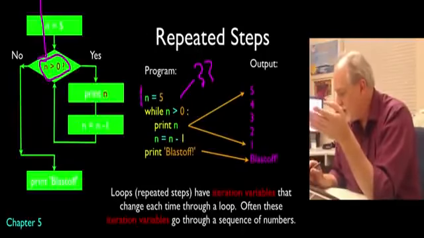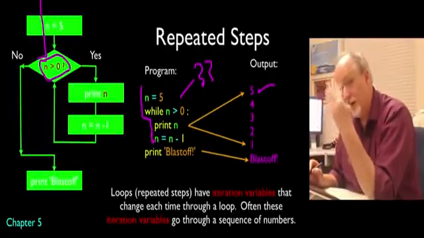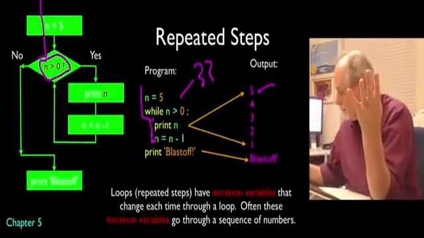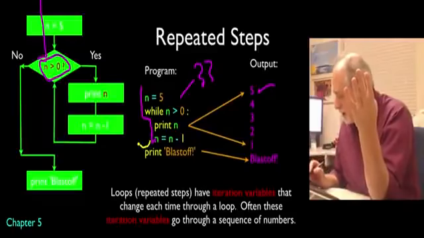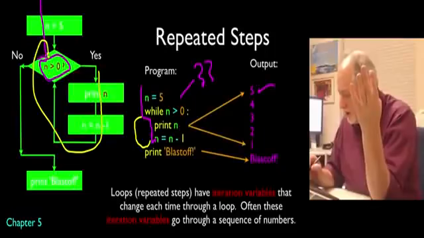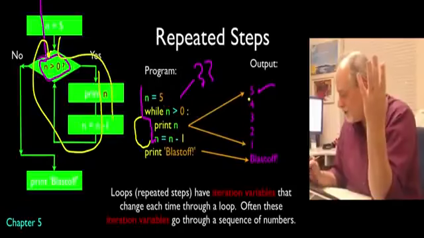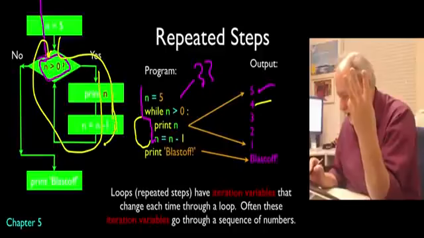So it comes in, sets n to 5. Is n greater than 0? Yeah, sure. So we print n, out comes 5. Then it says n equals n minus 1, so n becomes 4. We can change colors. Then it goes back up and asks the question again. n is 4. It's still greater than 0, so it comes through. Prints out 4, subtracts 1, so n is now 3.